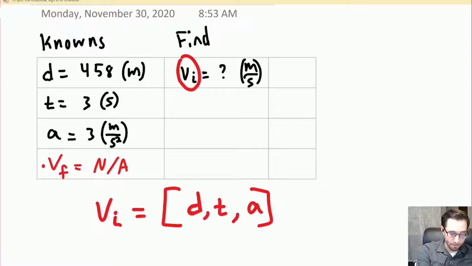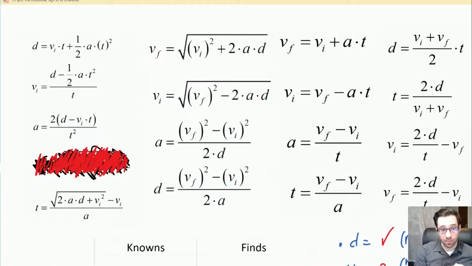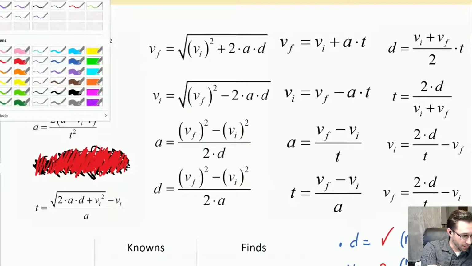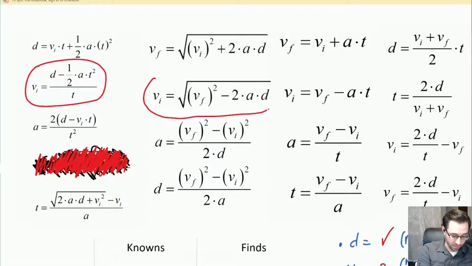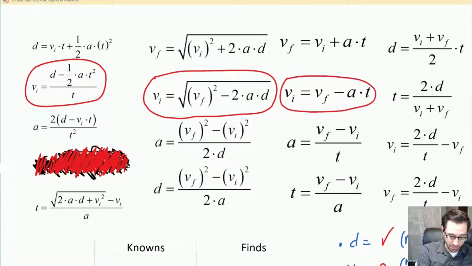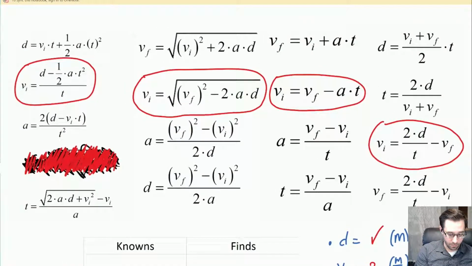Okay, so I want v sub I equals. Let's go ahead and circle all of the equations that start with v sub I. I start with this column here, and I'm going to circle all the ones that have v sub I. This one has v sub I. Then I go to the next column. This one has v sub I, right there. This one has v sub I. And then lastly, this one has v sub I. All the other equations I cannot use because they're not solved for my variable.